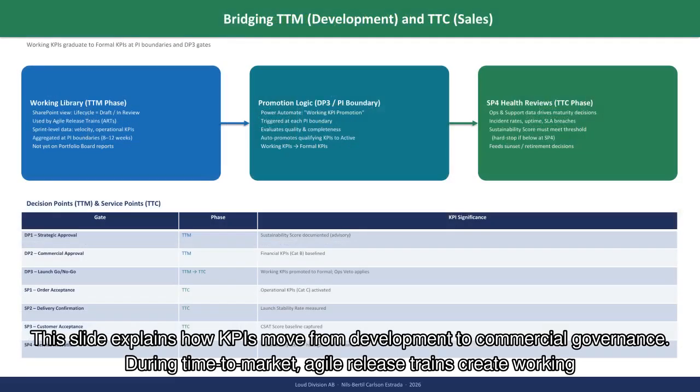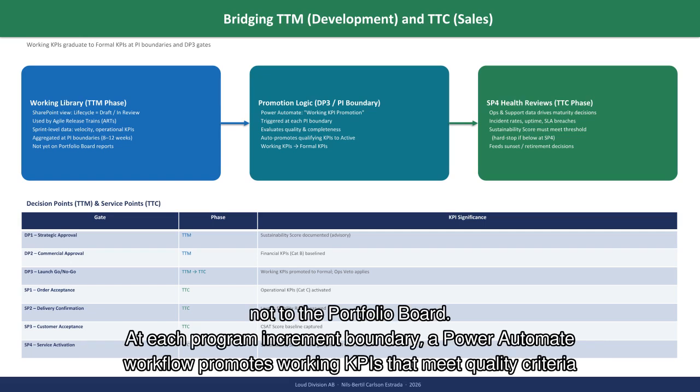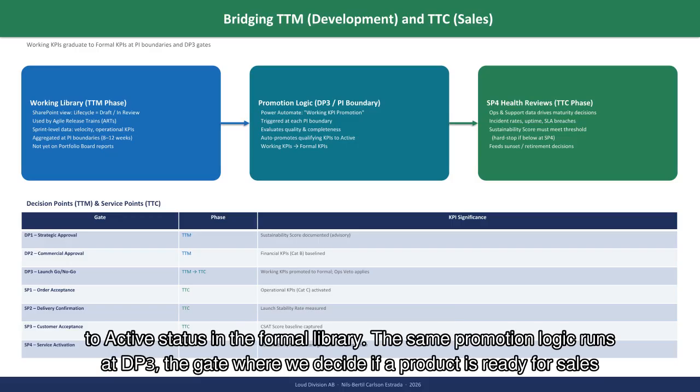This slide explains how KPIs move from development to commercial governance. During time to market, agile release trains create working KPIs: sprint velocity, defect rates, operational readiness. These live in SharePoint as draft or in review and are visible to ART teams but not to the portfolio board. At each program increment boundary, a Power Automate workflow promotes working KPIs that meet quality criteria to active status in the formal library.